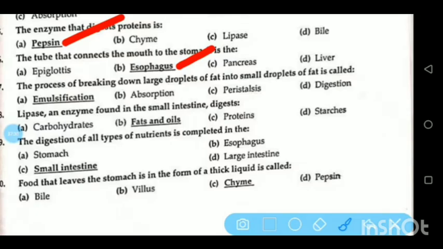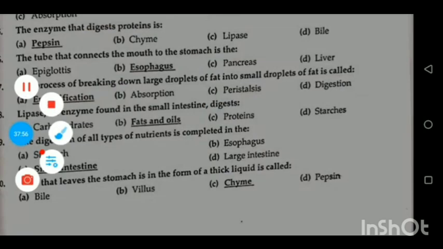The process of breaking down large droplets of fat into small droplets of fat is called emulsification. Lipase, an enzyme found in the small intestine, digests fat and oils. The digestion of all types of nutrients is completed in the small intestine. Food that leaves the stomach is in the form of thick liquid is called chyme.